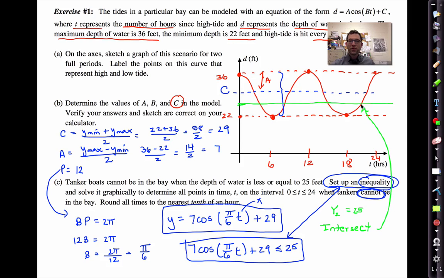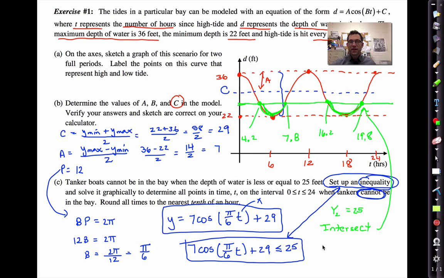to find a bunch of different intersections. That, and that. Those intersections, by the way, are at 4.2, 7.8. These are intersections along the x-axis. I know where they are on the y-axis. They're at 25. I'm not even writing that down. This is at 16.2, and this one is at 19.8. What's really cool is you can really tell that here is the portion where those tankers would get into trouble, right? Because that's where we're at a depth below the 25.